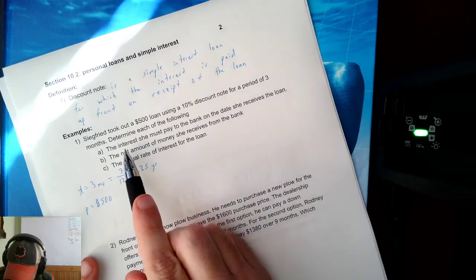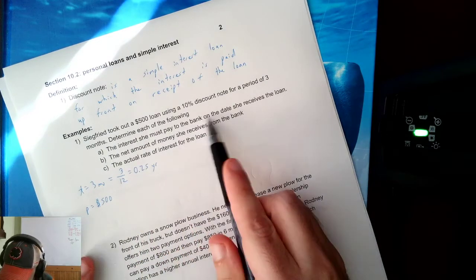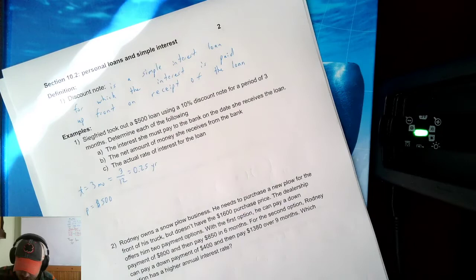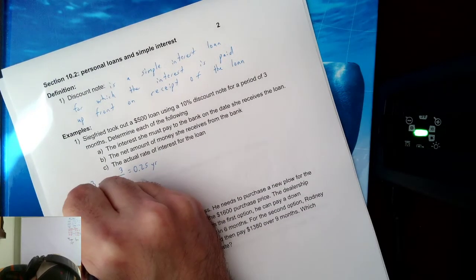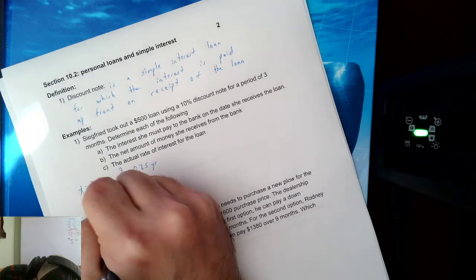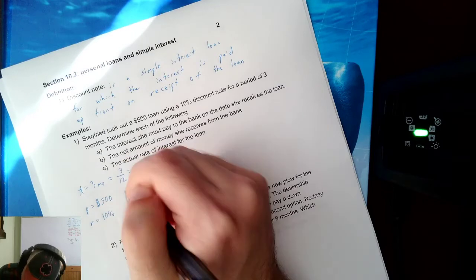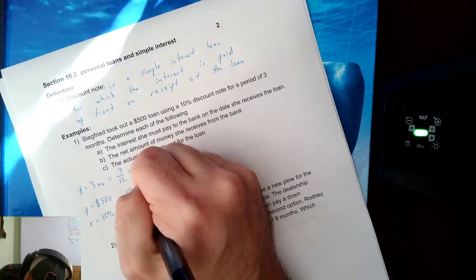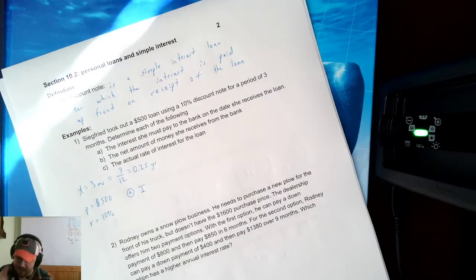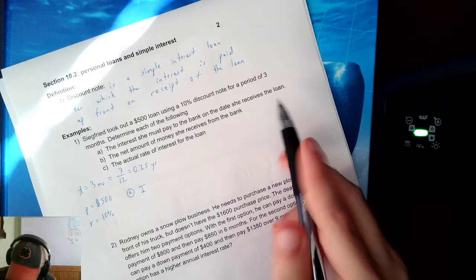Determine each of the following. The interest she must pay to the bank on the date she receives the loan. So Siegfried, she received the loan. How much does she have to pay back? Well, the rate here is 10%. So for part A, let's look at what we got. We have interest. How much does Siegfried have to pay on the day she receives the loan?